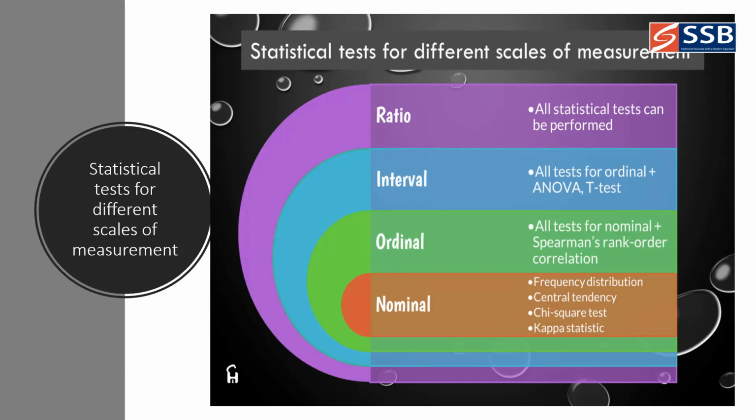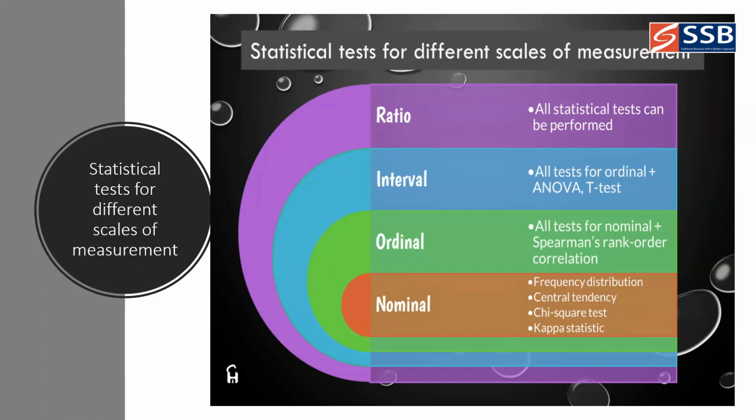Coming to interval scales, as I told you, if your question has an interval scale, then you can go with all the tests: frequency distribution, central tendency, chi-square. You can have Spearman's rank correlation if you have given a ranking question. And then you can also have ANOVA and t-test. These are said to be parametric tests.